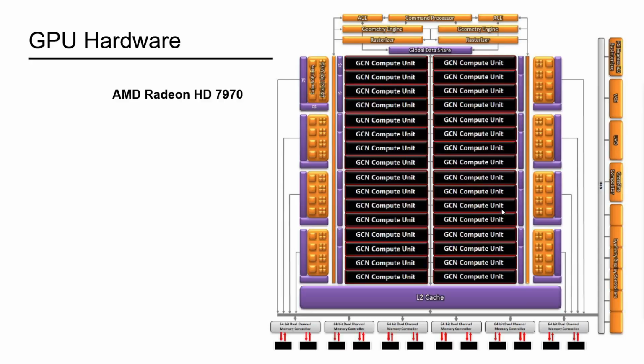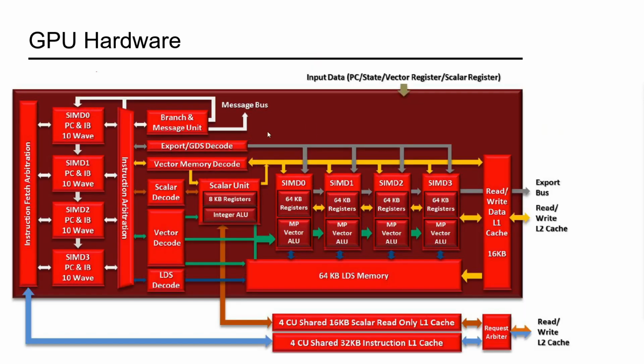So how is this pipeline implemented in the hardware? To explain that, we will be looking at the AMD Radeon HD 7970 GPU. In this GPU, there are 32 compute units, and each compute unit has 4 single instruction multiple data engines inside of it.